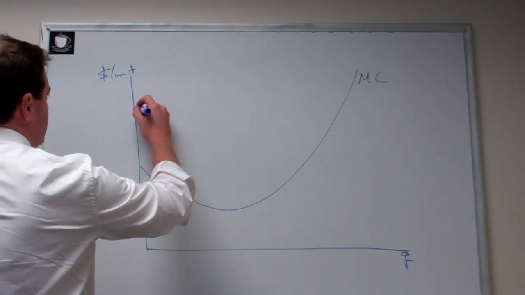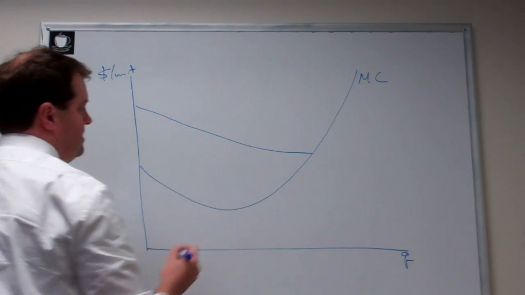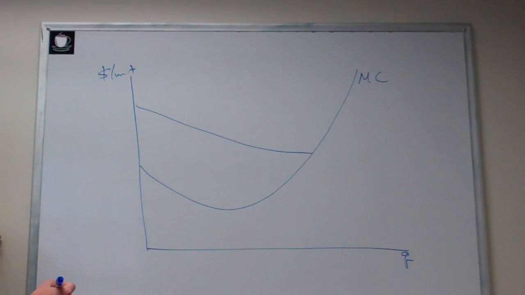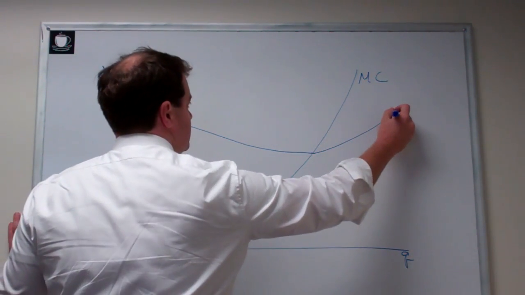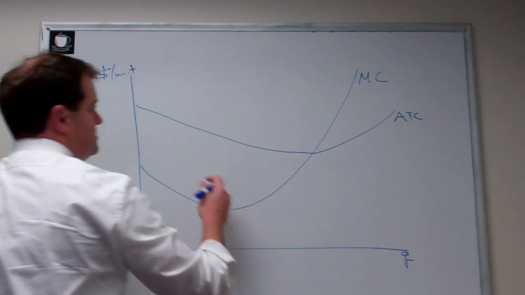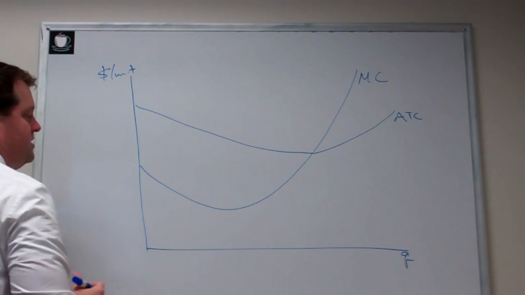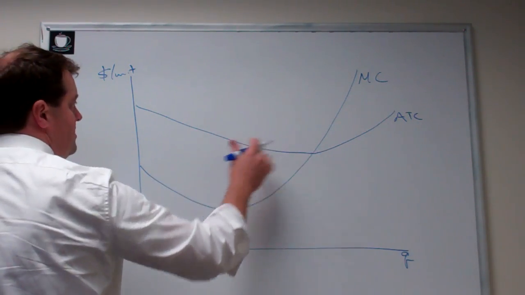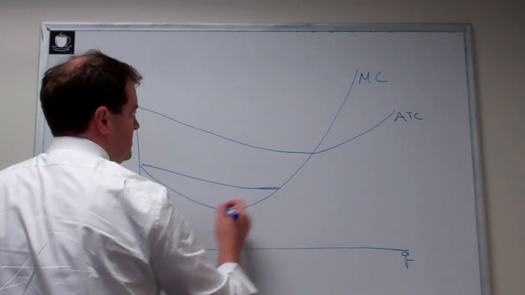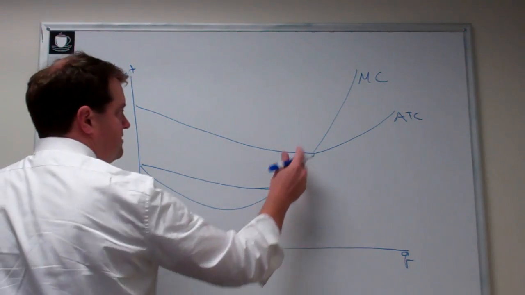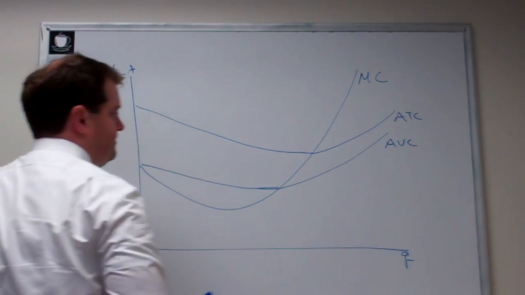And then average total cost. Just like in the world of productivity, average total cost is going to fall until it reaches marginal cost, and then it's going to start to rise. So it takes on that saucer shape, reaches its minimum when it equals marginal cost, and then average variable cost falls until it is equal to marginal cost, same as average total cost, and then it starts to rise after that.